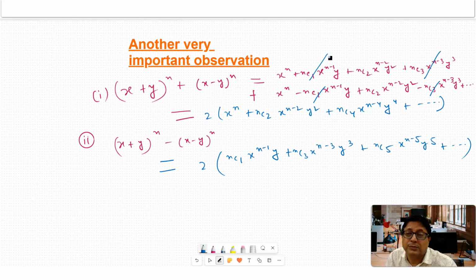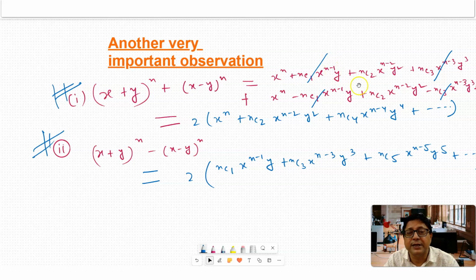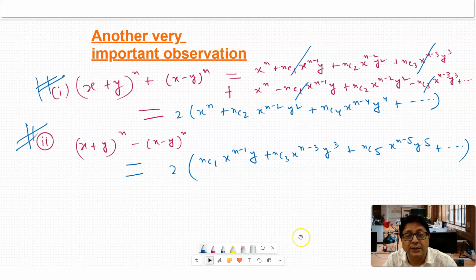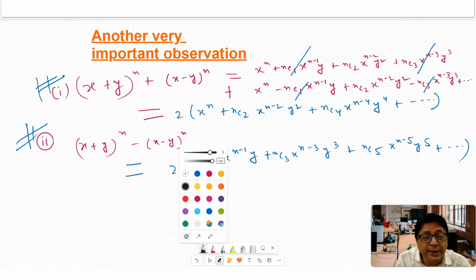Now, how many terms are there if somebody has asked you, in the first case and in the second case? First case means this one. How many terms are there, and how many terms are there in this case, that we are going to find. So if n is even, one case will arise. If n is odd, then another case will arise. Let us go by case 1. Case 1 is n is even.